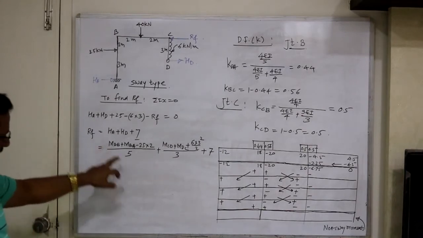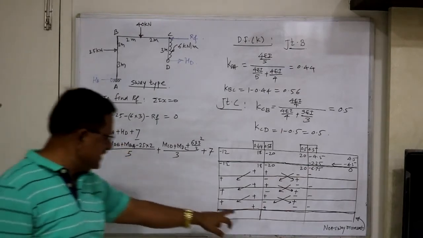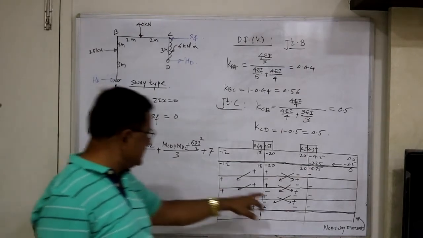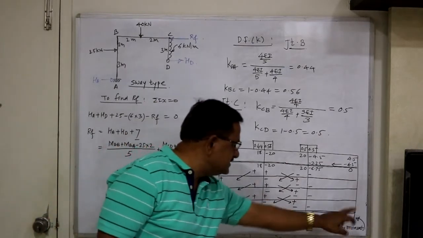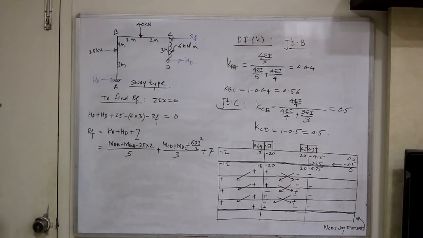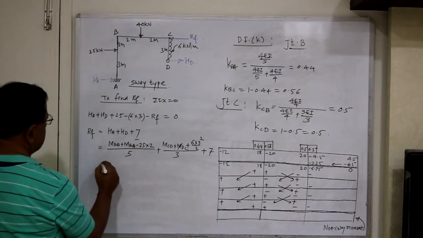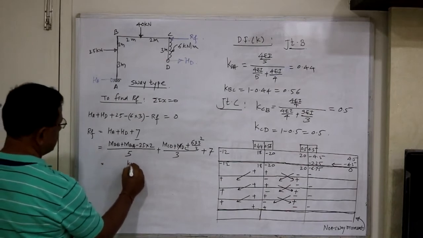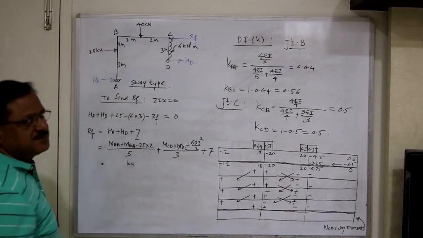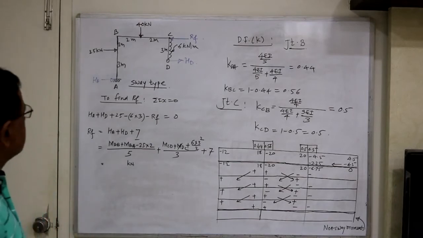Now what is this MAB? This value substitute along with their sign. MBA is this value. MCD is this value and MDC is this. MDC will be 0, remember. So this is 0. Whatever other values you just substitute and find out RF. Now here the first part of the problem is completed. I hope you will do these calculations.